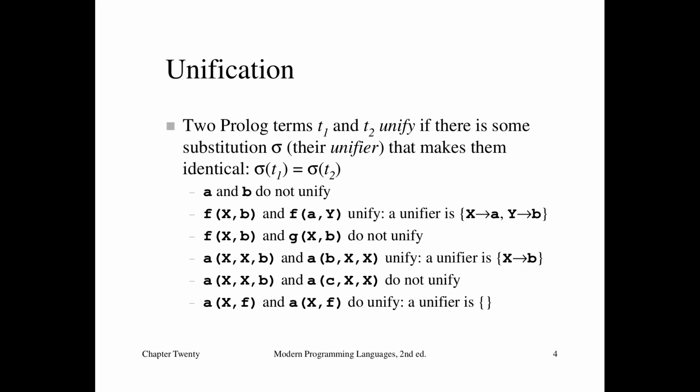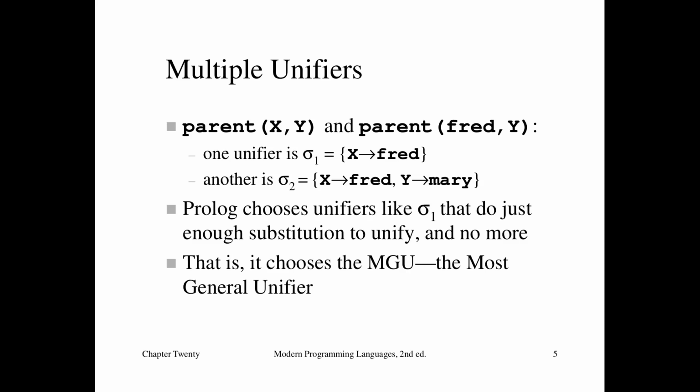We can unify a of x b and a of b x x, where we map x to b, and so on. The interesting one is that a of x f and a of x f unify where the unifier is the empty set. It just nullifies x, so x is basically mapped to nothing. And the reason we do that is, actually, I think that's the next slide.